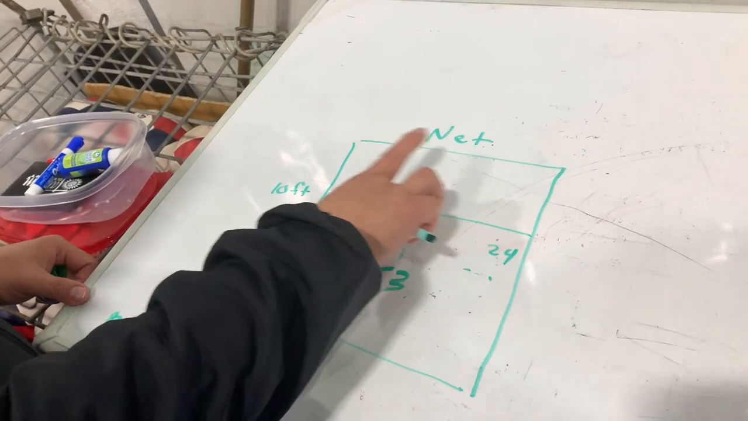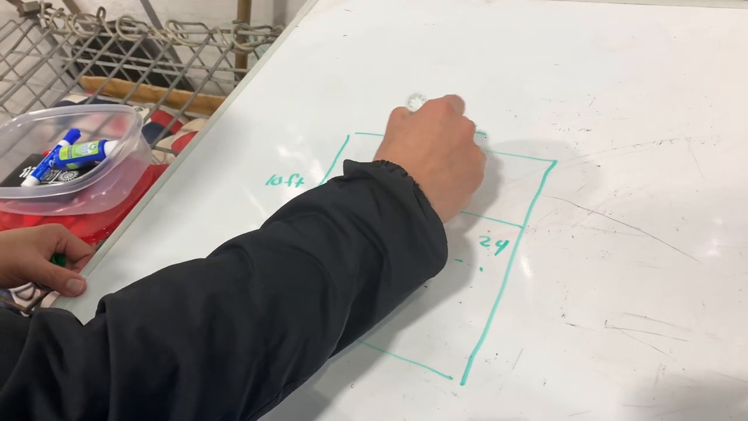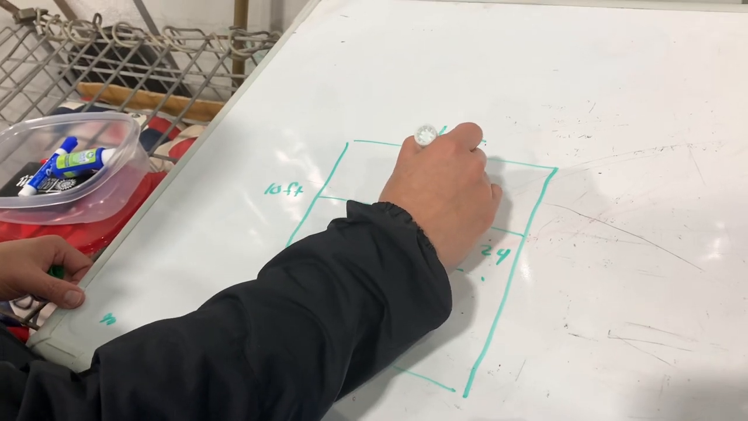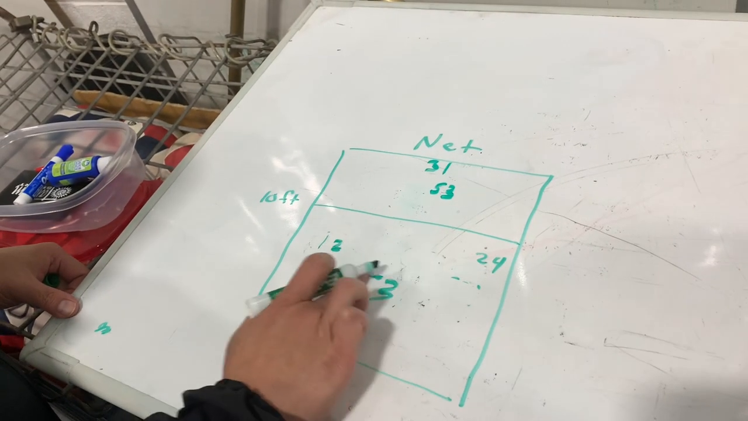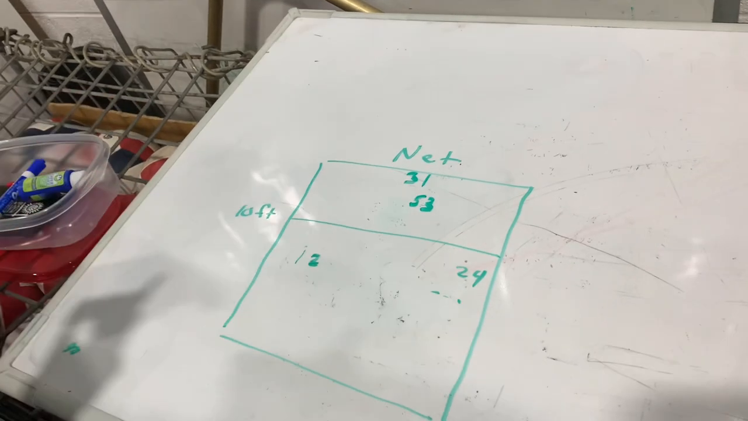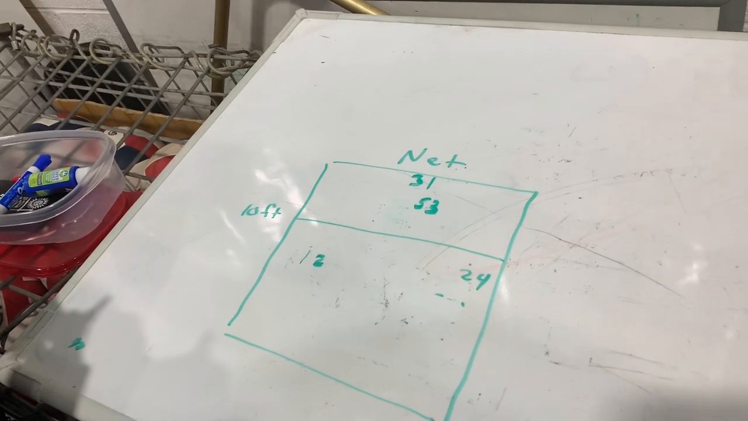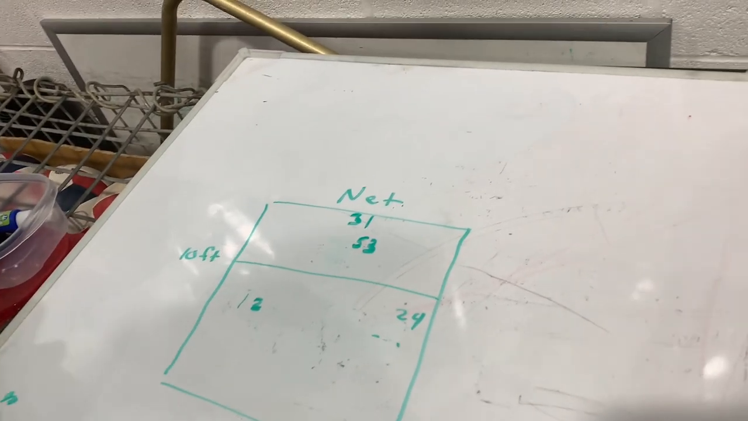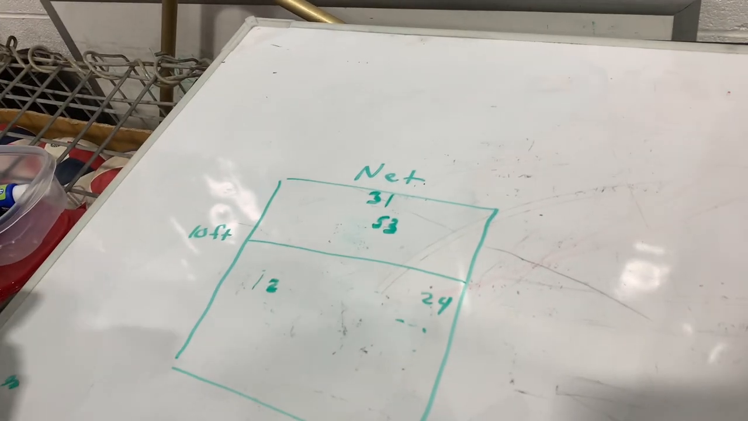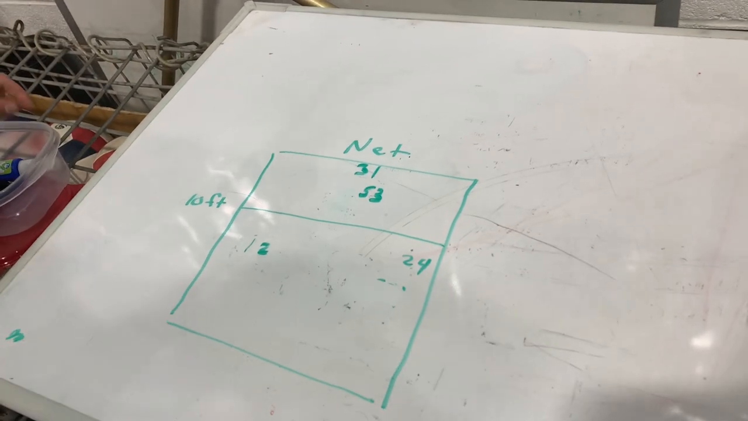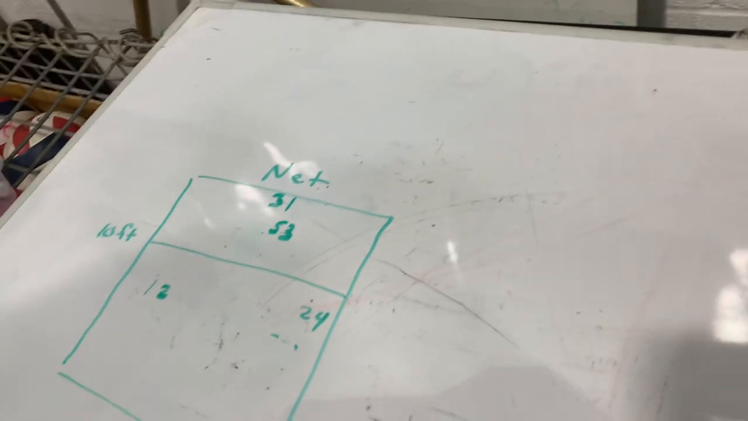So this is also legal though, as long as 31's in front of him. So 53 can never come up and spike or block, because 31 has to be in front of him at the beginning of the serve.